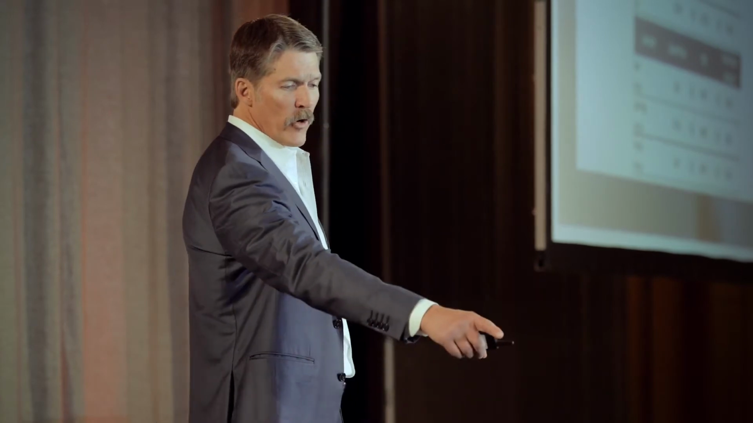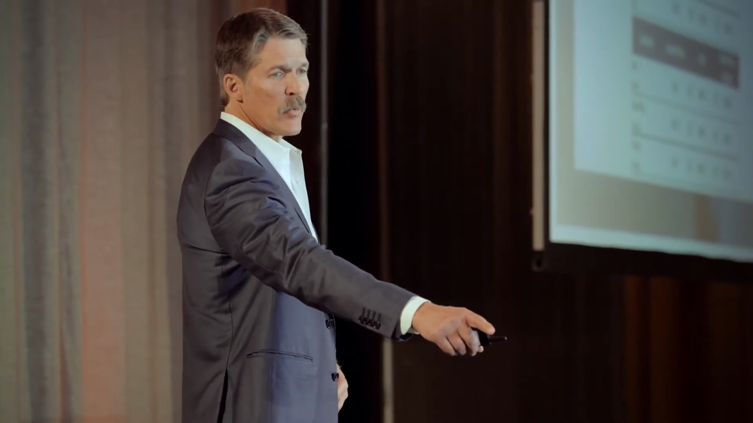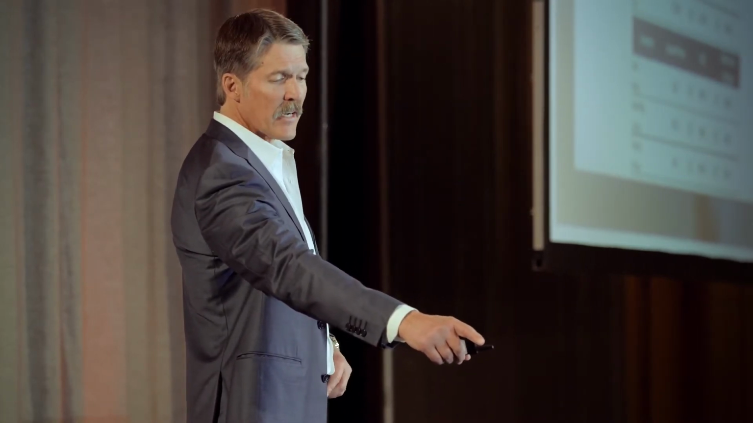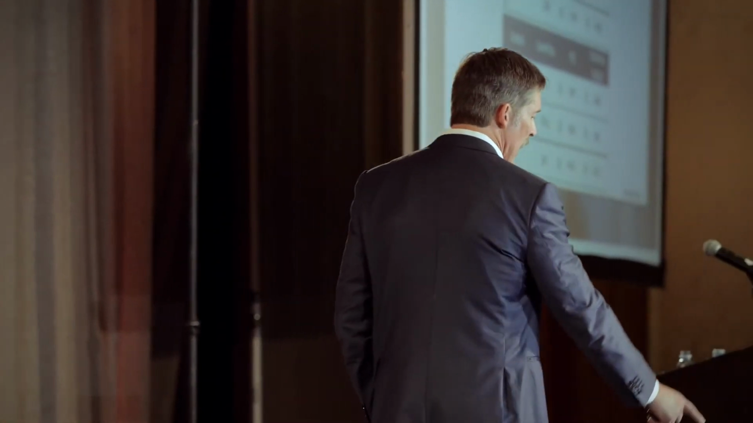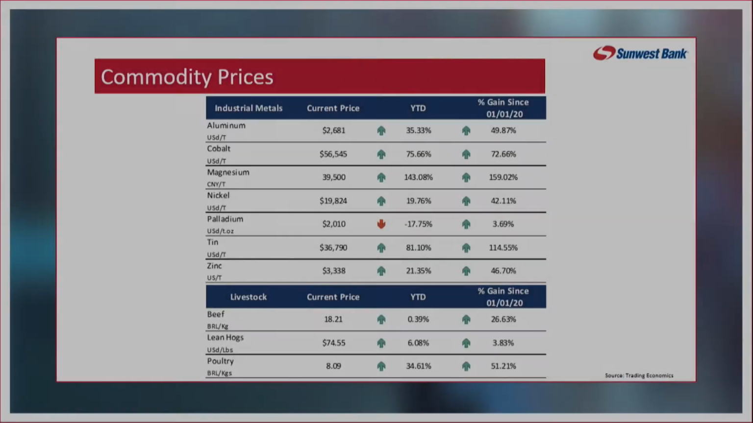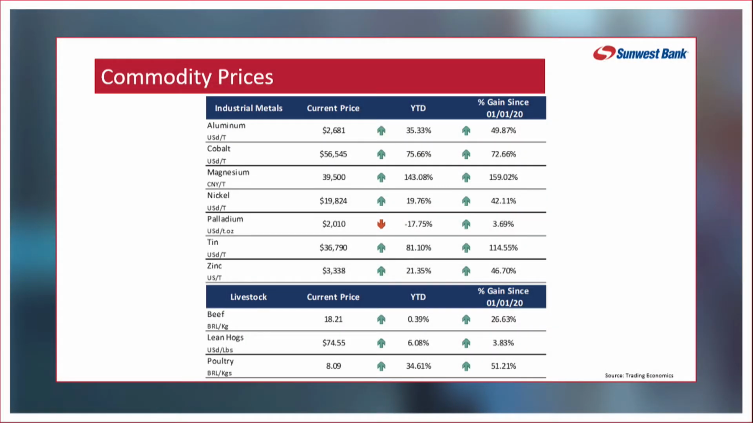ripping. We have a real problem with magnesium right now because we get most of our magnesium from China, and they're restricting it. So this thing's going to continue to move, and you can't make aluminum without magnesium. So watch your prices. They're just going to keep moving. And then lastly, livestock. Beef, 26%. Lean hogs, fortunately that's lower, 3%. And poultry, 51%.